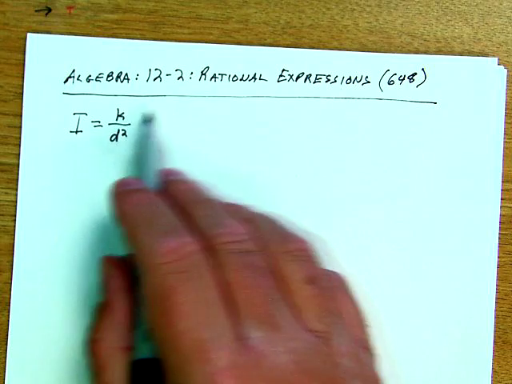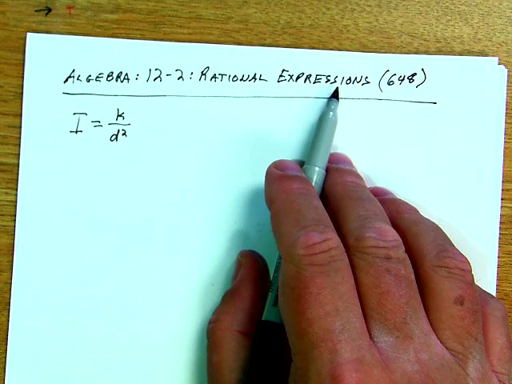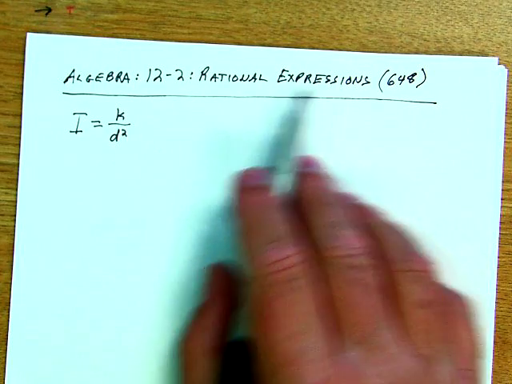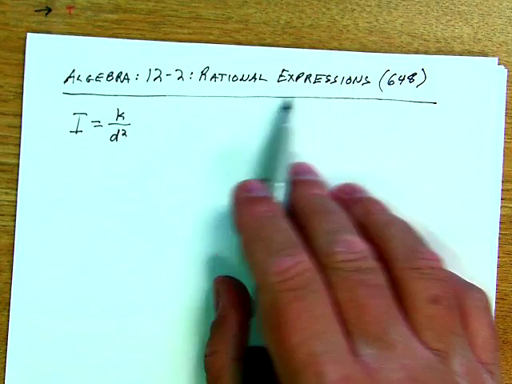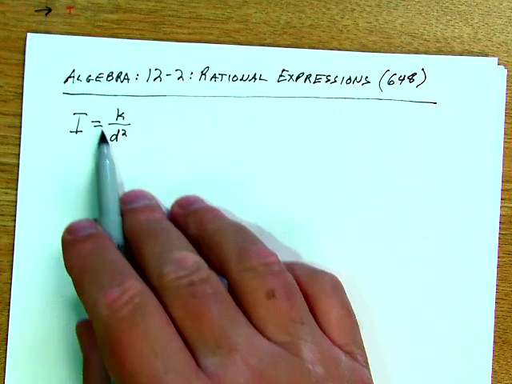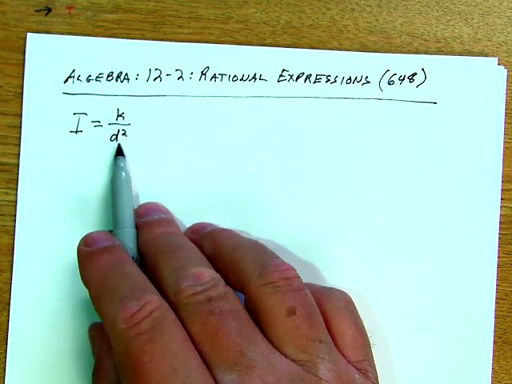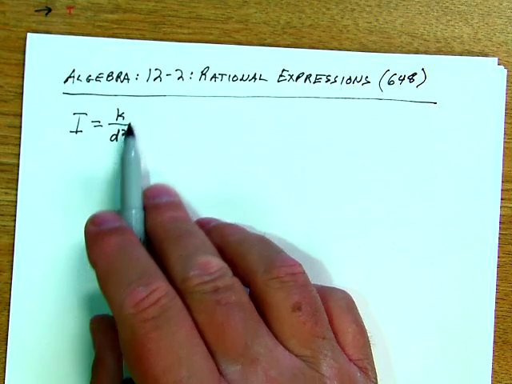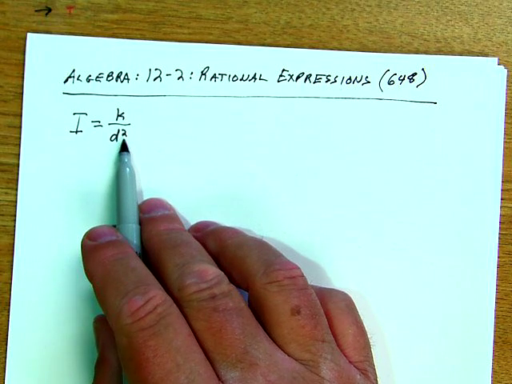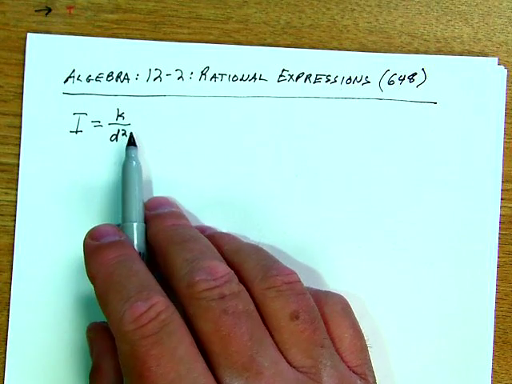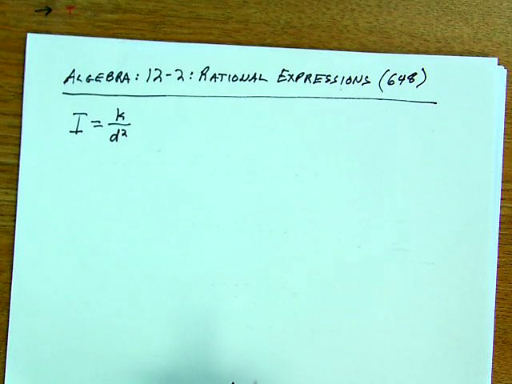What is our lesson about? Our lesson is called rational expressions. Well, what is a rational expression, and why did I show you this formula? A rational expression is any fraction where we have polynomials on the top and bottom. In this case, this is a fraction, with a monomial on the top and a monomial on the bottom, which are polynomials. Okay?